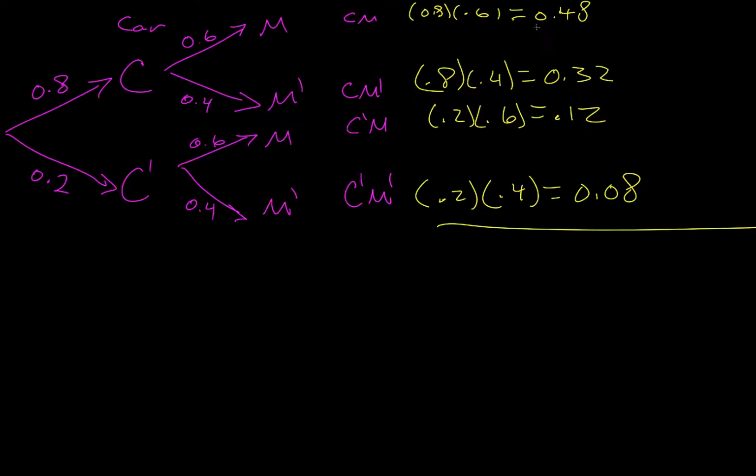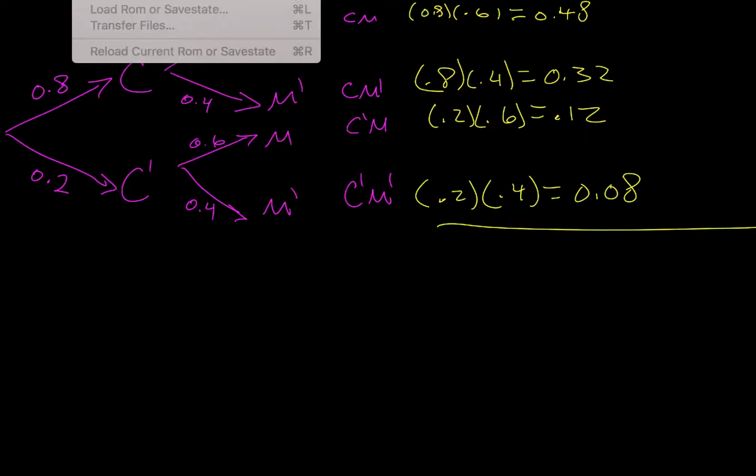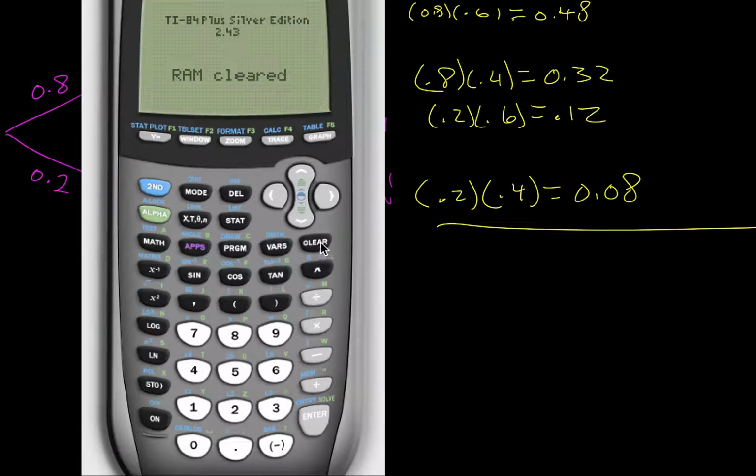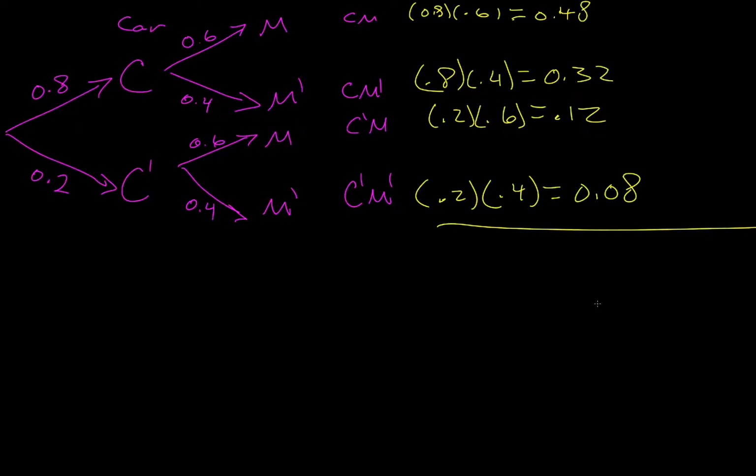Now, an important rule of probability is if we have our universal set, all the possible outcomes, they should add to 1. And so if we add these all on a calculator, we do 0.48 plus 0.32 plus 0.12 plus 0.08. You see that that does equal 1, so that means we have our entire situation.